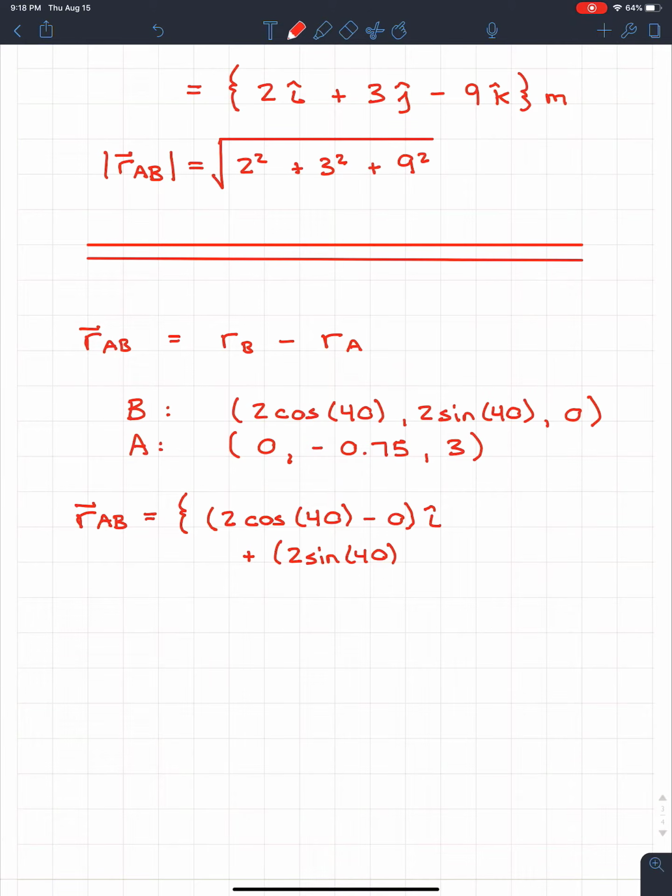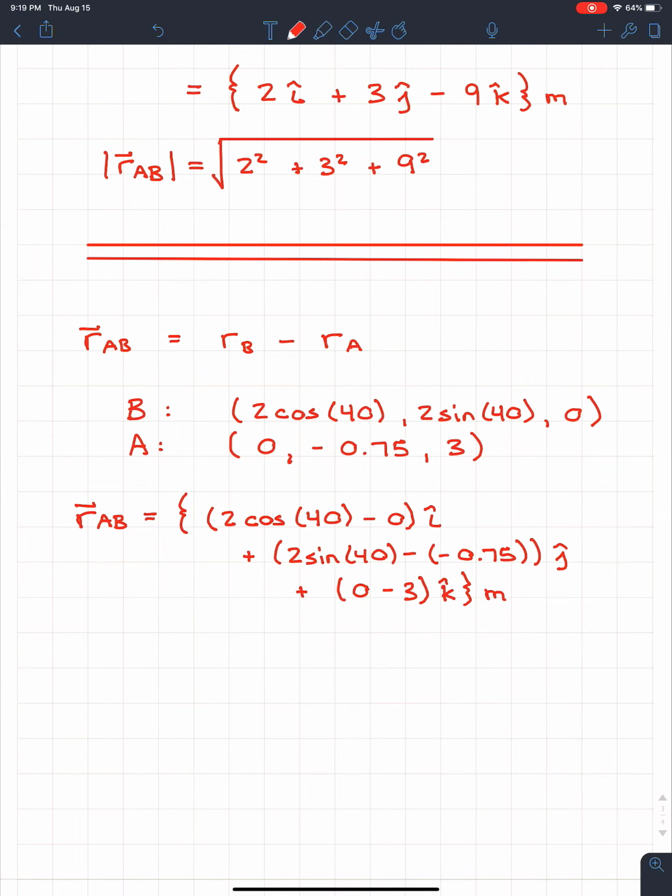minus the coordinate at A, which is negative 0.75, all in brackets, and this is in the J direction, and then plus, we got the coordinate of B, so this one's 0, minus the coordinate at A, which is 3, and then that's in the K direction. So again, this is a unit vector. We have to enter squiggle brackets, and then we also have to put a unit. So in this case, it is meters.